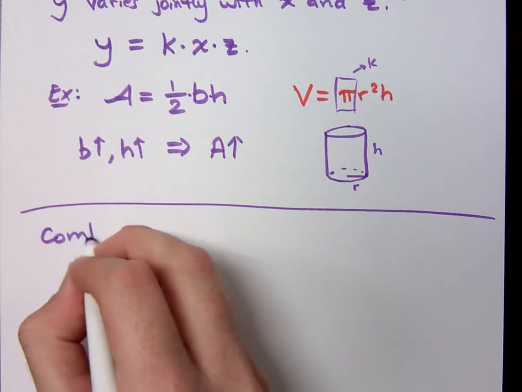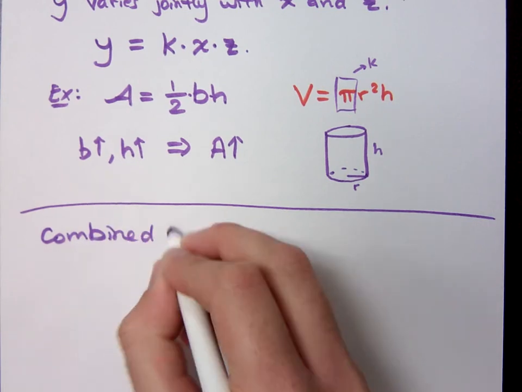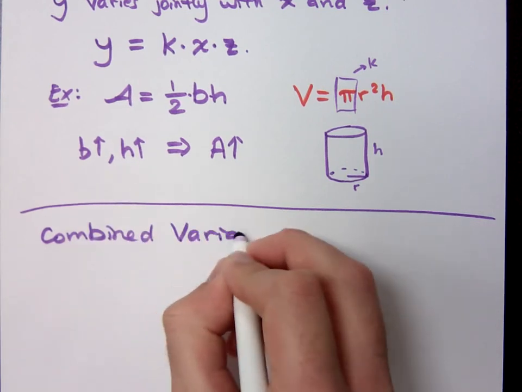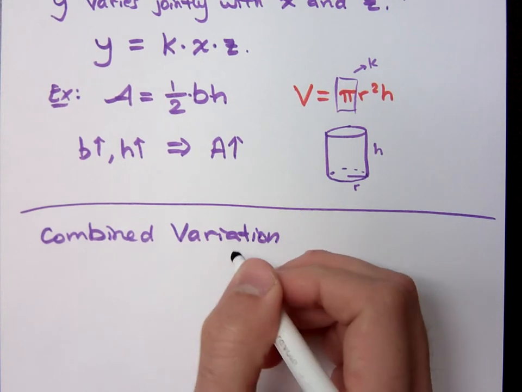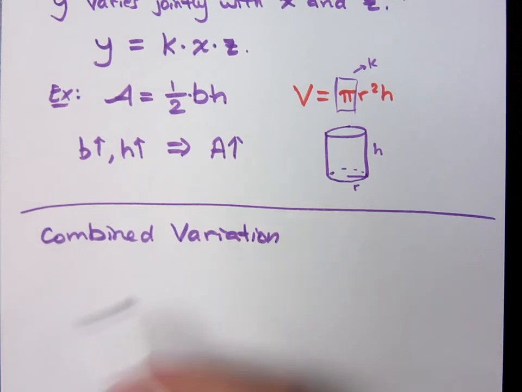There's one more kind of variation that I want to talk to you about, and it's called combined variation. You might want to go ahead and keep that open. Someone may need to borrow a piece of paper later. Yes, Connie?